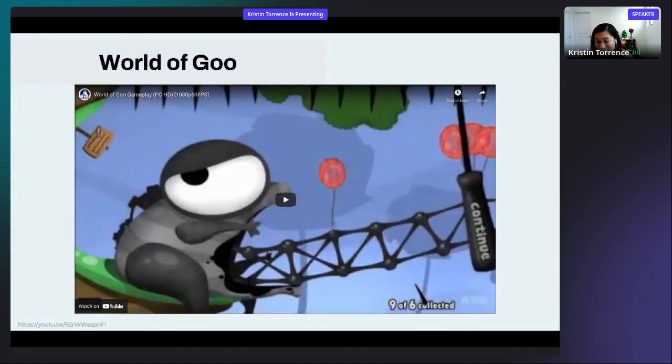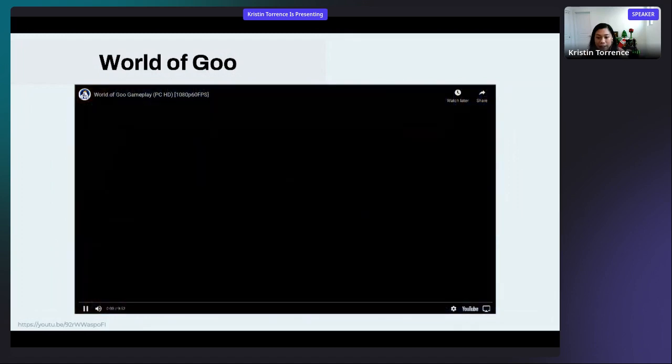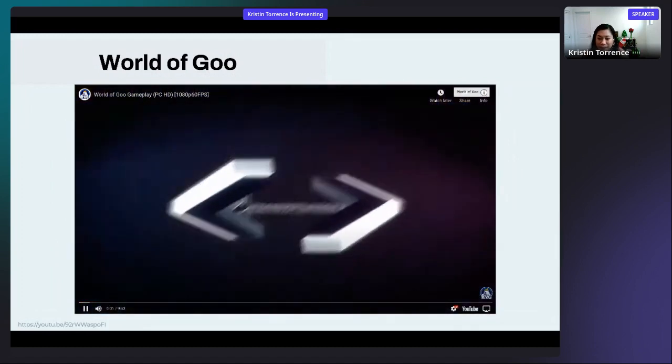World of Goo is another puzzle game. And in this game, you can drag and drop these living, squirming, talking globs of goo to build structures and bridges and all sorts of things. Also sort of a physics game.